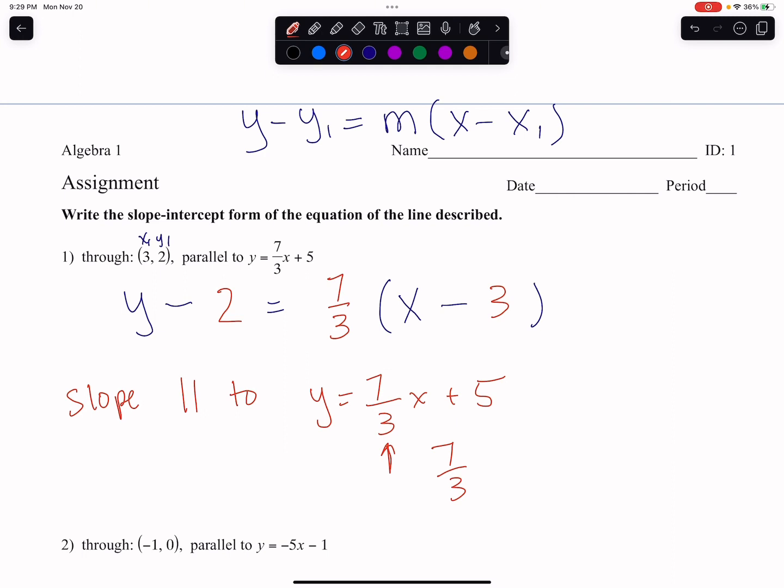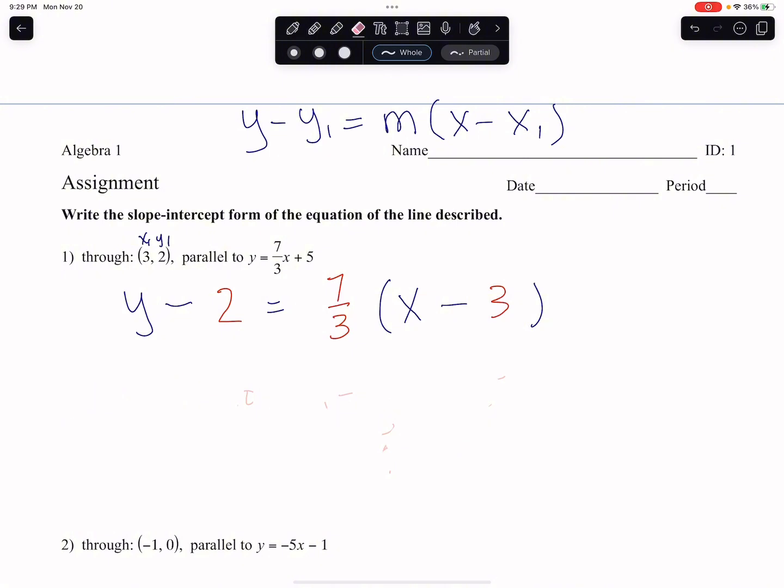Okay. Hopefully you got that down. So I'm going to erase this because I'm going to need it. And if I erase it too fast, rewind the video. All right. So now we just got to find the equation. So this becomes 7/3 x. 7 times 3 is 21, divided by 3 is 7. And then like we did in class, we're just going to add 2 to both sides.